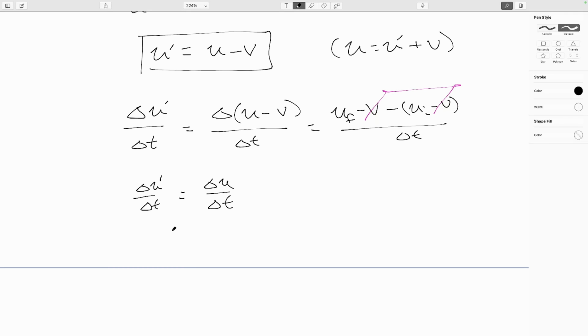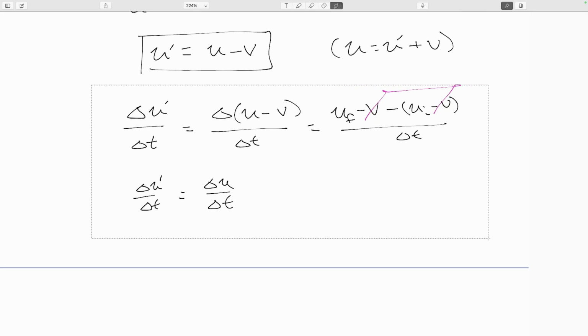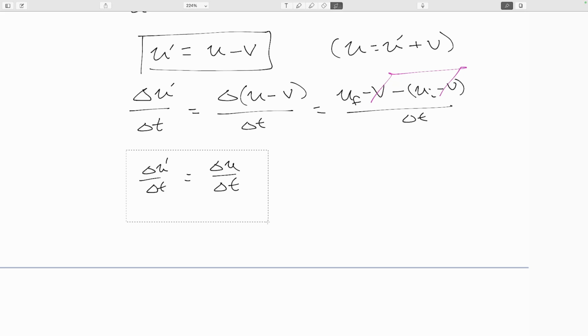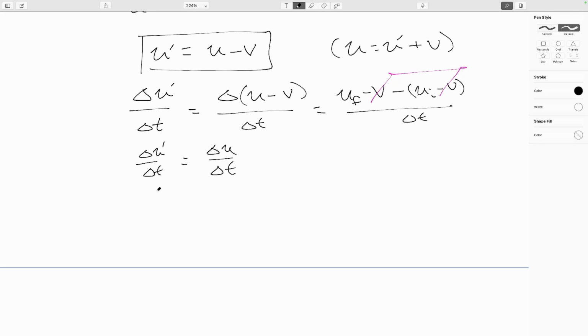So what we get is that the acceleration of our baseball as measured by both observers would be the same. So this is what we call an invariant. All observers, even though they don't agree on position, they don't agree on velocity, they do agree on acceleration.